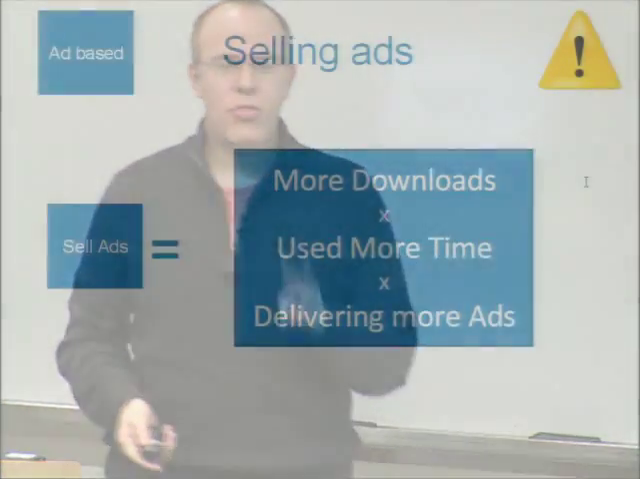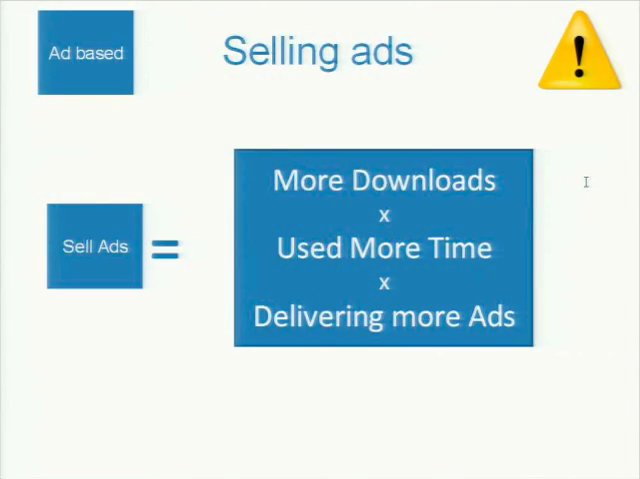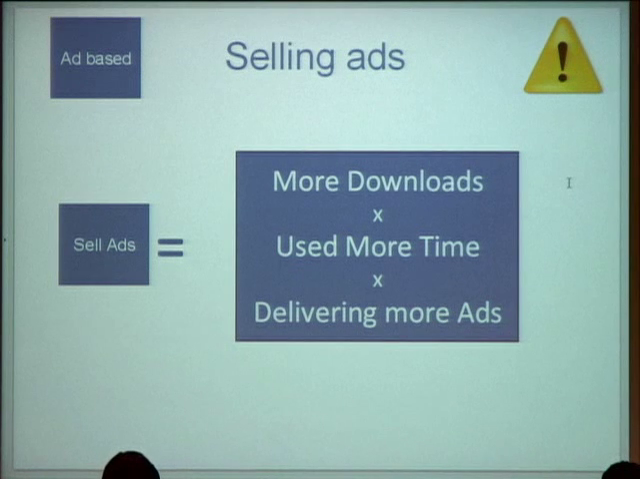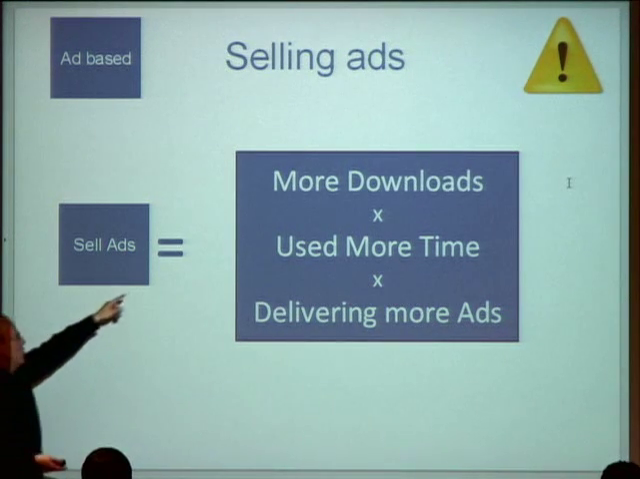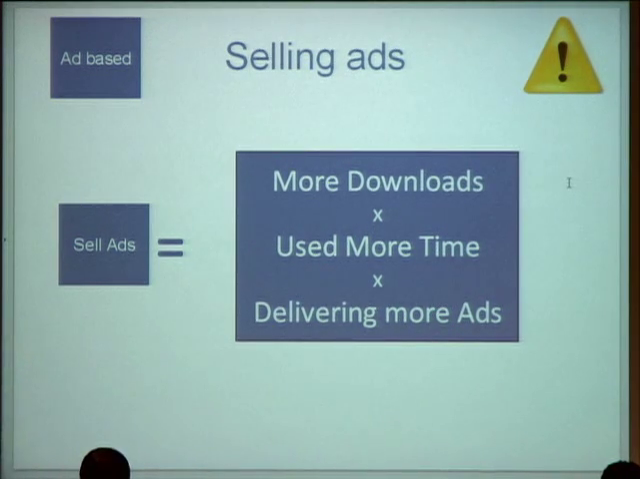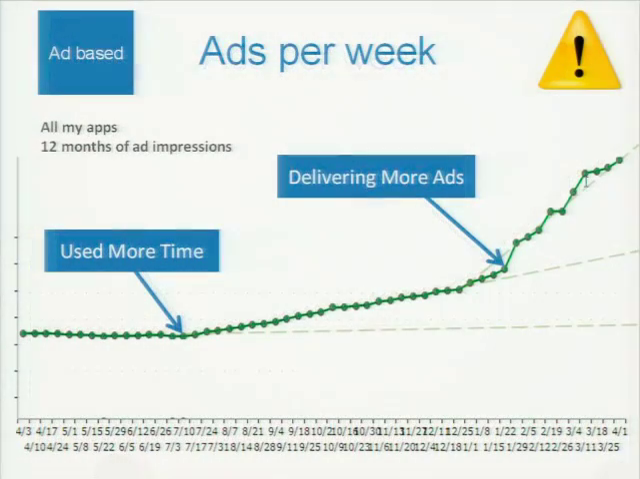And there are three things that I found you need to do to get more ads. Number one is get more downloads. So you need to make sure more people download your app. Number two, you want to make sure every download gets used more time. And number three is you need to make sure you're delivering even more ads every time they're using it. So those are the three things. Let me tell you how that works in real life.